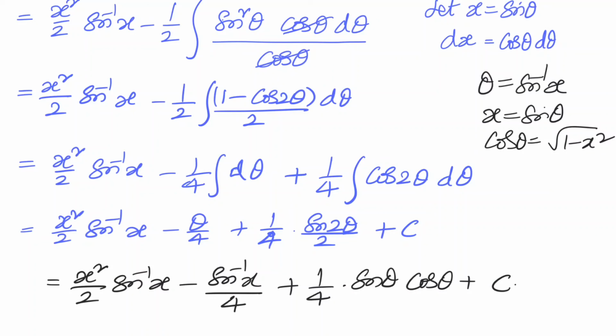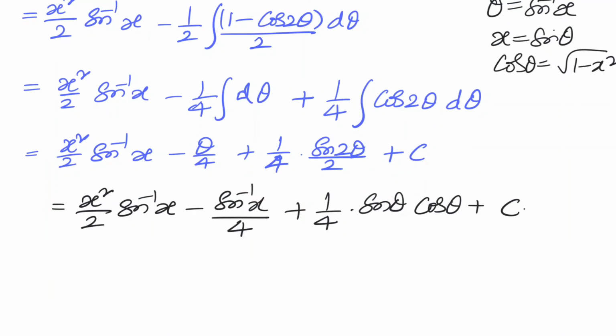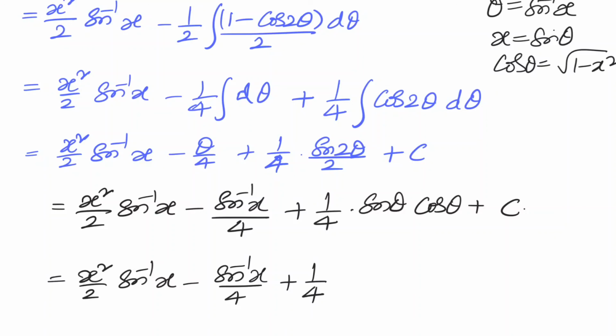In our last step, we'll change everything into x and we will write it as x square by 2 sine inverse x minus 1 by 4 sine inverse x plus 1 by 4 into, sine theta is x and cos theta is square root of 1 minus x square, plus c.